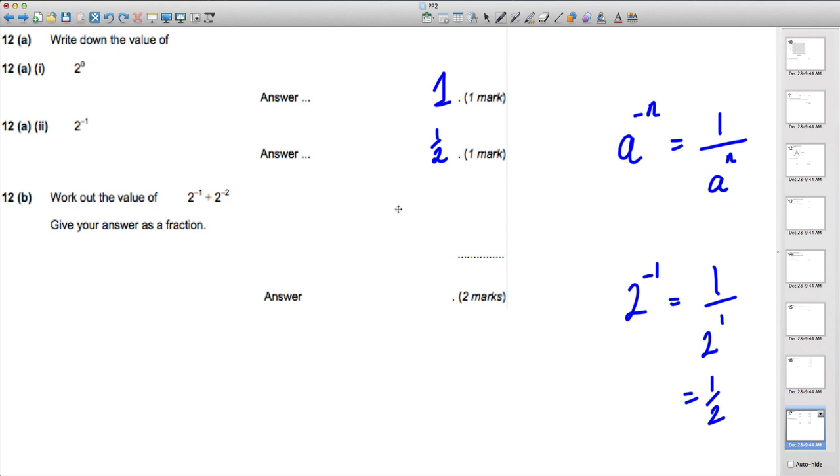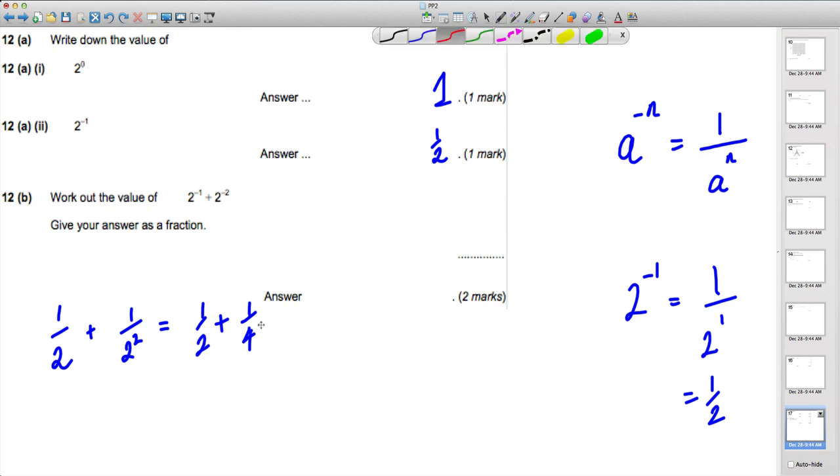Work out the value of 2 to the minus 1 plus 2 to the minus 2. Give your answer as a fraction. 2 to the minus 1, we've just said, is a half. 2 to the minus 2 means 1 over 2 squared, which is 1 over 4. So this is equal to a half plus a quarter. You can't add fractions until the bottom number is the same. Convert that to 4. You'd have to times top and bottom by 2. So it's 2 quarters plus 1 quarter, which is simply 3 quarters. And that is your answer, 3 quarters. Very easy.